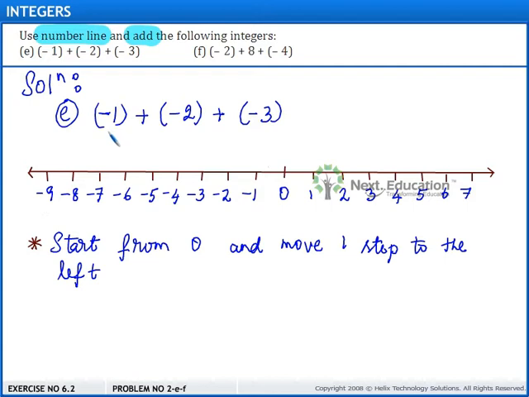To add -1, -2 and -3, the first step would be start from 0 and move one step to the left since we have -1 here. So we need to move one step to the left.